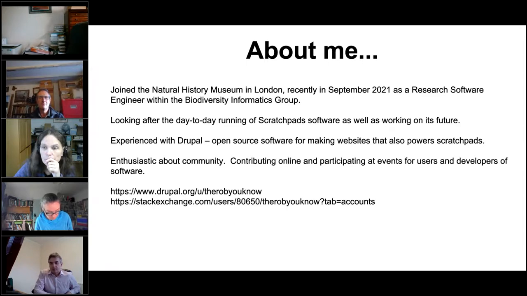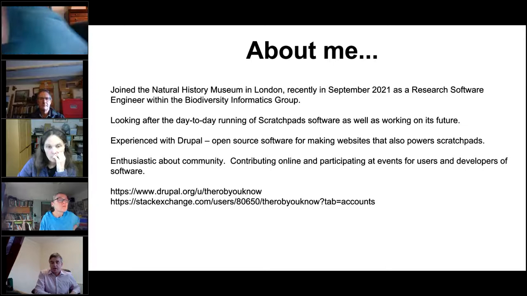It's based on a technology called Drupal, which is open source software, meaning that it's free. You can actually see how the software works. Everything's up there on this place called GitHub, where you can see all the code. So you can download the software and throw up a Scratchpads site yourself, or you can get the museum to host it.